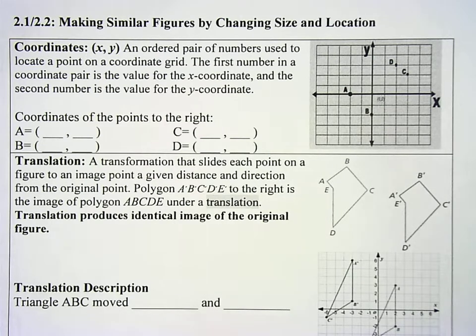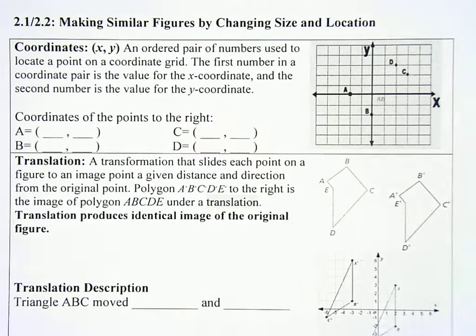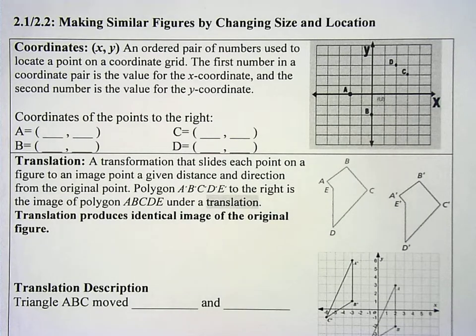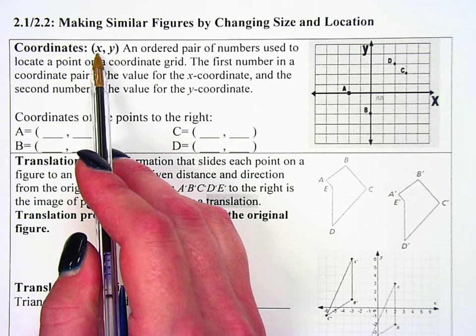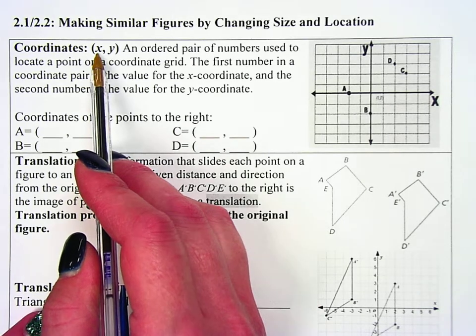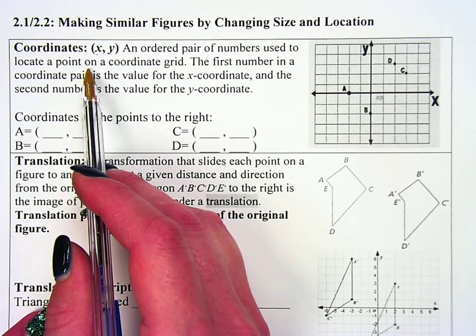This is the video for 2.1, 2.2, making similar figures by changing size and location. Before we start, we need to review how to write coordinates, also known as ordered pairs. So it's a set of numbers used to locate a point on a coordinate grid.